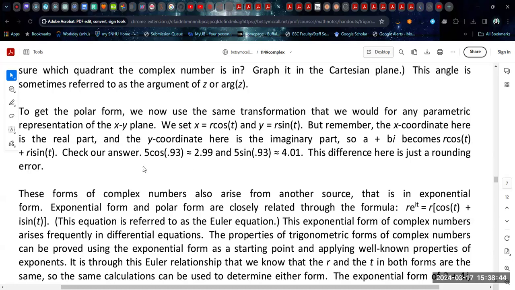And we can double check these values. If we have 5 times the cosine of our radian angle, we get, again, we rounded, so we get about 2.99, and our old value was 3. And if we do 5 times the sine, again, rounded, we do get about 4. So the difference here is just a rounding error. If we had carried more decimal places, we would have gotten even closer to this exact value.